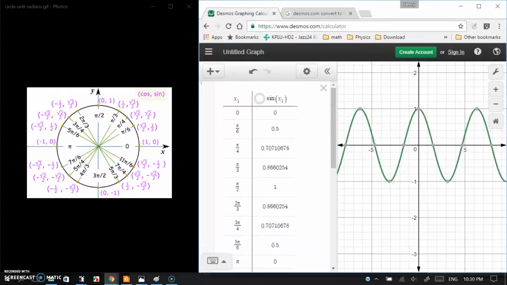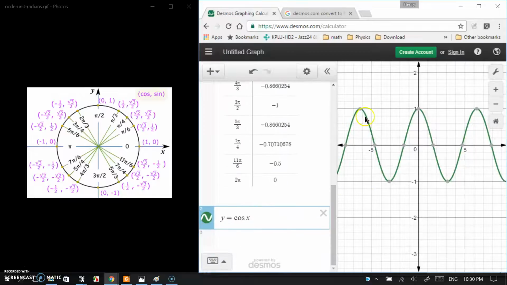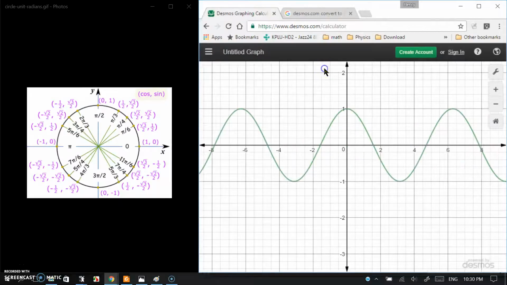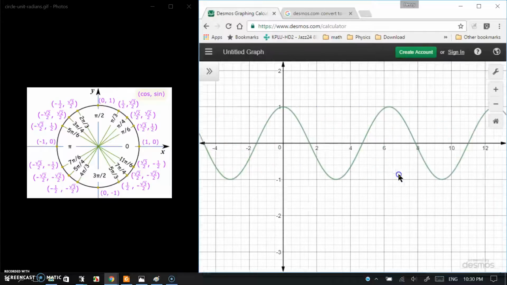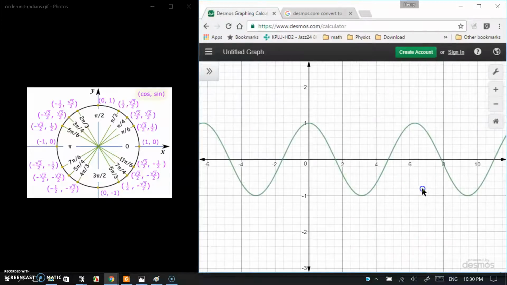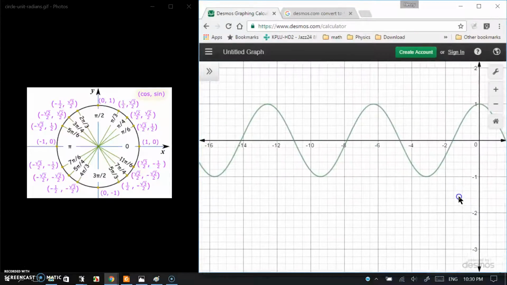In this video, I'm going to show you guys the cosine graph, the cosine curve. Okay, so this is on the screen right now. What you see here is a cosine curve, cosine graph, and you can see that again it's periodic. It repeats to the right, doesn't stop, and repeats to the left as well.